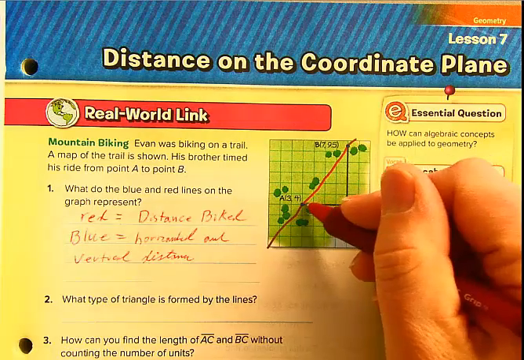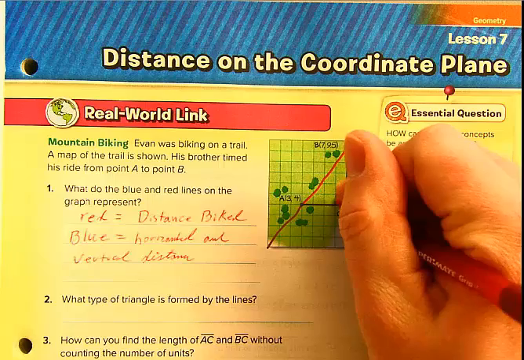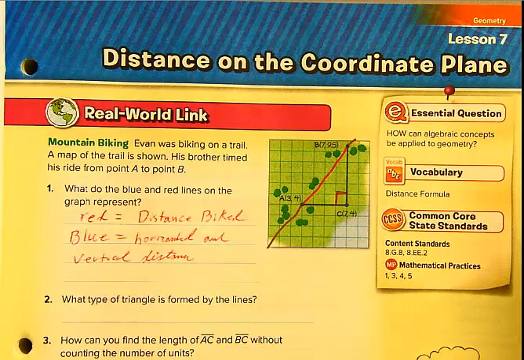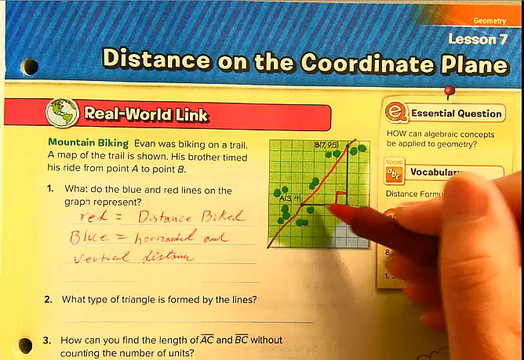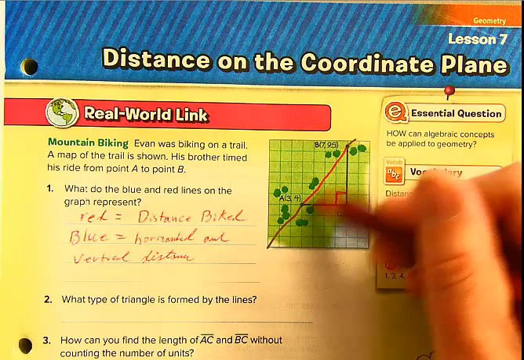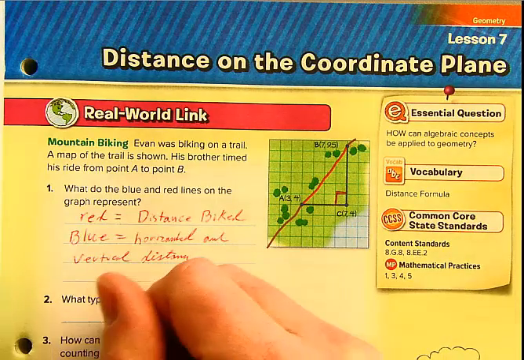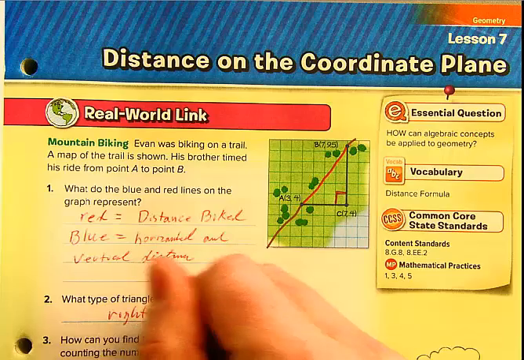2 says, what type of triangle is formed by the lines? Well, if we kind of see this, the blue lines here actually form a 90-degree angle right there in that corner. So basically what we have here is a right triangle. So we have our A and B sides, and then we have our C side right there. So what type of triangle is formed? You just put right triangle.